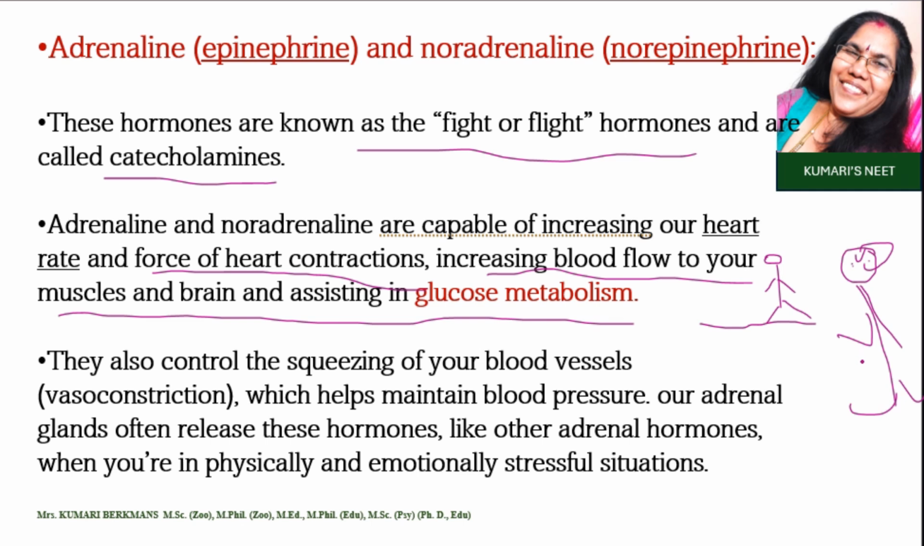Okay. So at that time, what is happening there? If you run, you need more energy, isn't it? So that energy will be given by the blood. So blood has to come to the legs as well as the hands to run fast, in the sense more energy is supplied, the blood flow should be more, isn't it? That is increased by these hormones.